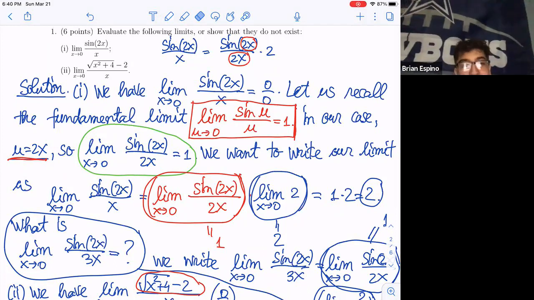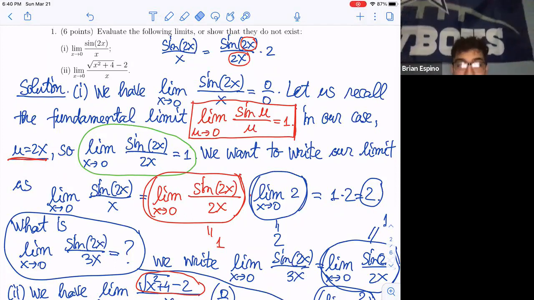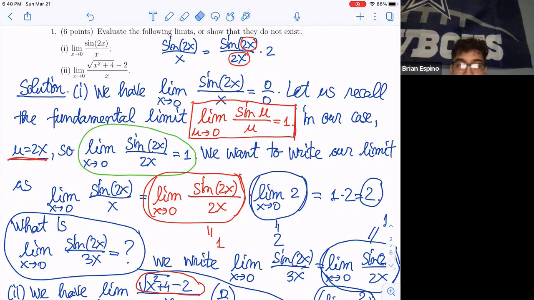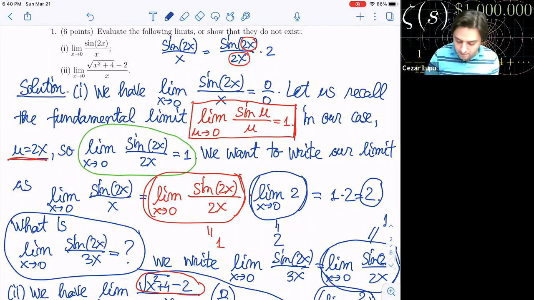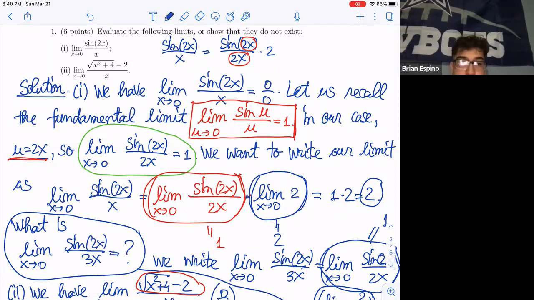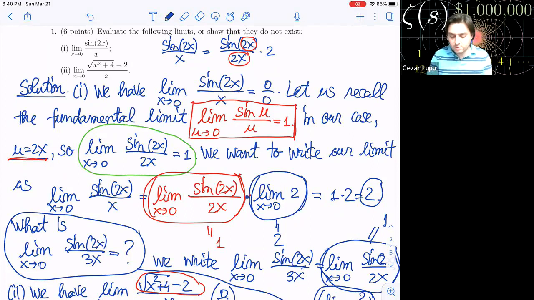The limit of sine 2x over 2x and then limit of 2. Yeah, we'll multiply this. You mean here, right? Yes, we do multiply them. So I can write them in this way. You see, this is a multiplication here. Right?